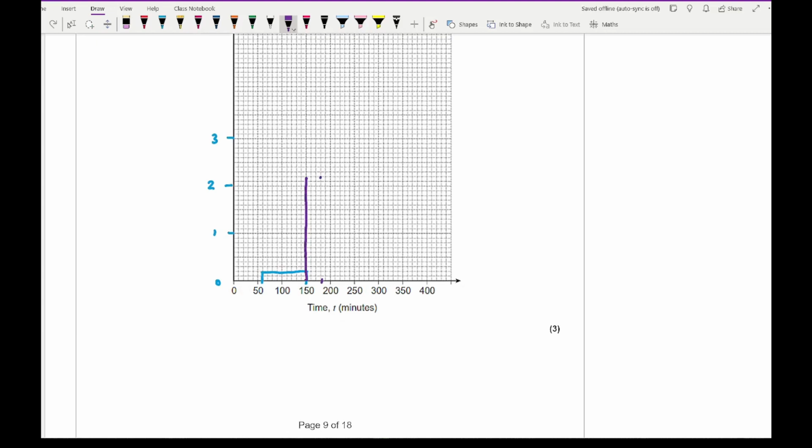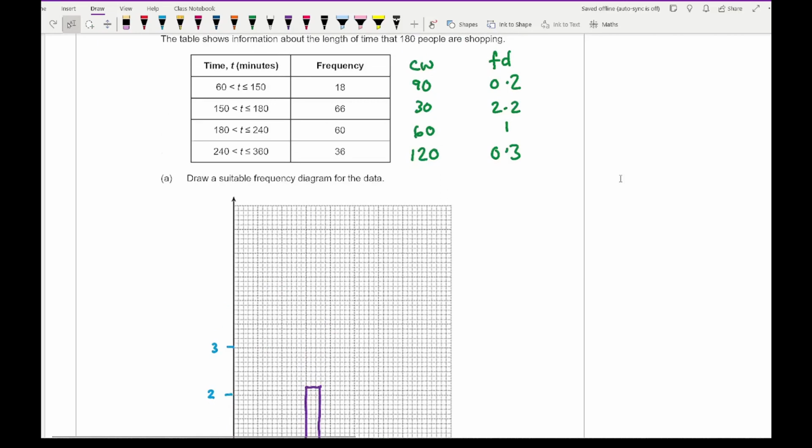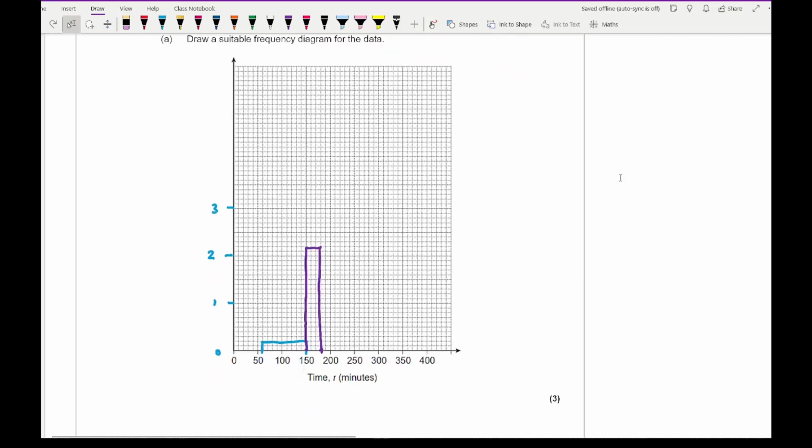Again, you want to make sure that you're using a ruler for this, trying to be as accurate as possible. Then our next one is 180 to 240, and that is 1. So let's use a different colour. And then our final one is going up to 360, and that's 0.3. Let's go for orange. And so 0.3 all the way up to 360. So I should end up with something that looks like that.